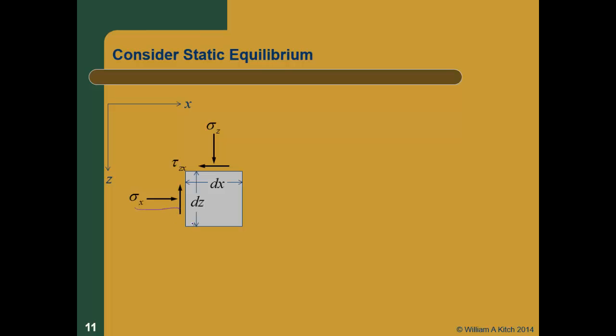So if I start on this side, if my values on the side of the elemental area are sigma x and tau zx, on the other side over here it's got to be sigma x plus the change in sigma x as a function of x times the distance I went, which was dx, right? And for the normal stress on the bottom, I start up here with sigma z, and I go delta z away from it, so the normal stress on this side has got to be the sigma z I started with, plus the partial of sigma z with respect to z, or the rate of change, times the distance I went, dz.